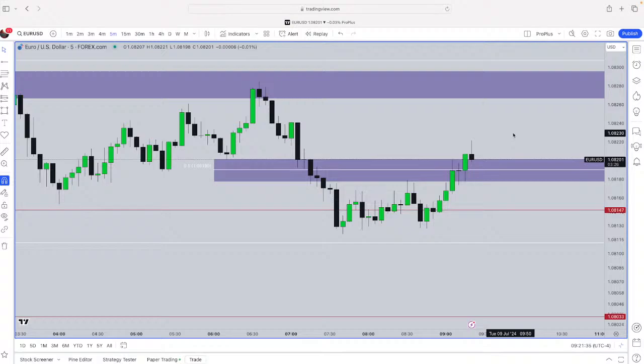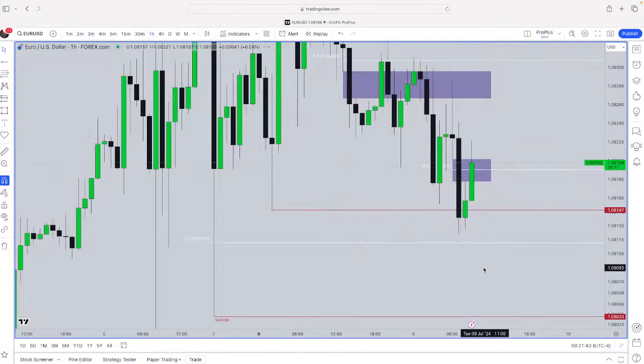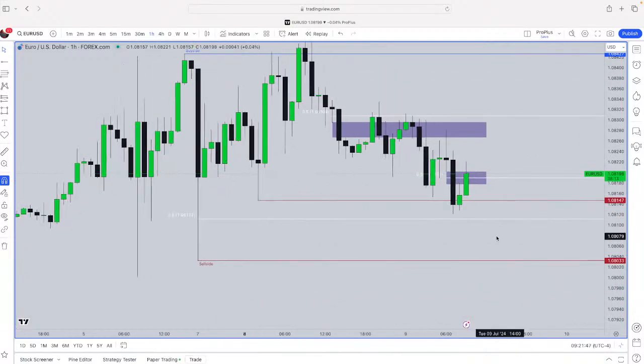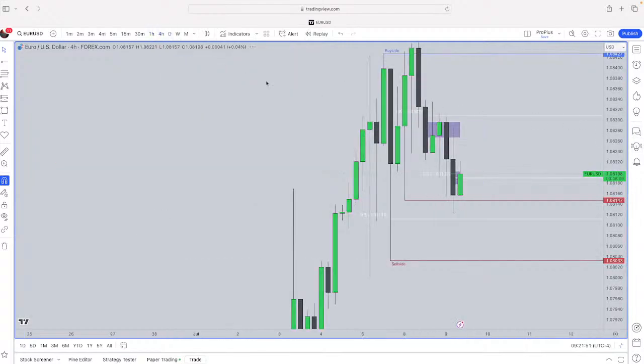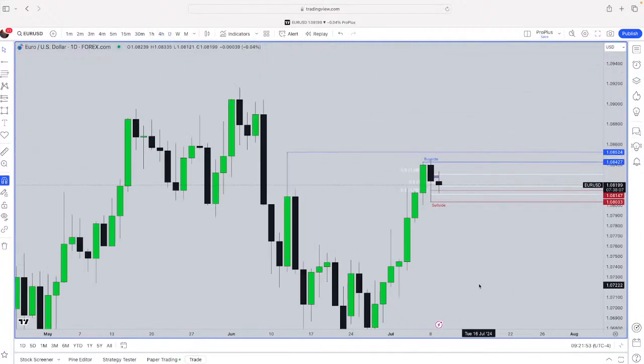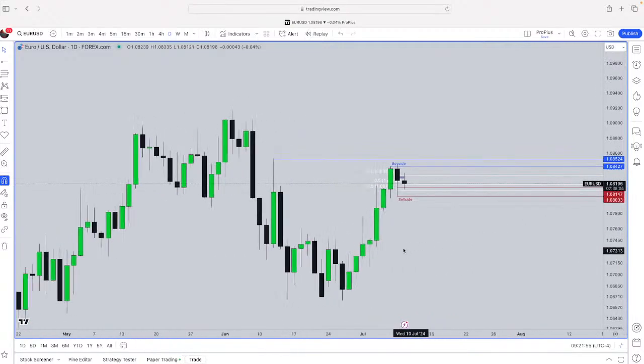My session bias for Euro was short. Now it's already taken my target mostly here, so I've just got to be patient and build up another case. But on the daily it looks bullish. It's in this BISI at the minute though, so you've got to be careful. There's this buy side here.